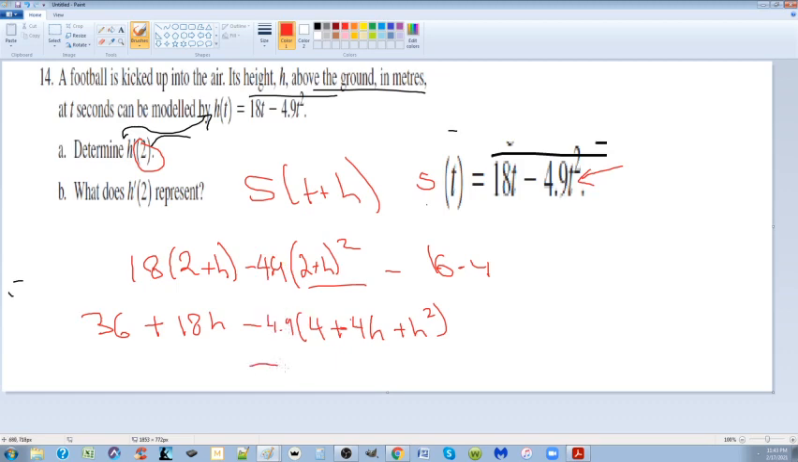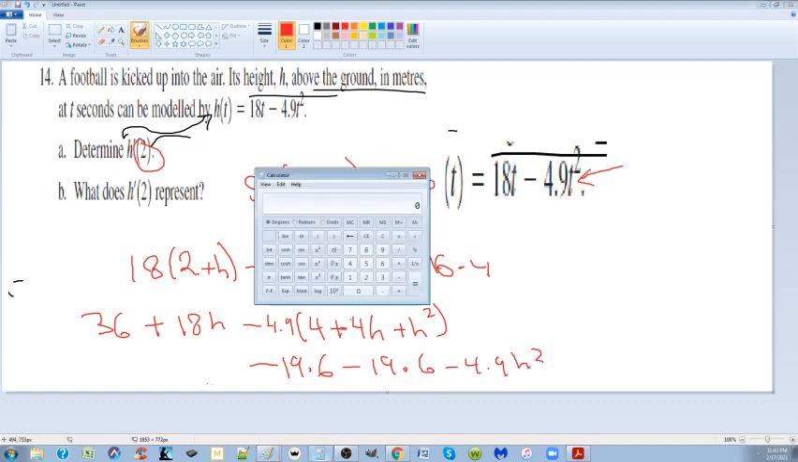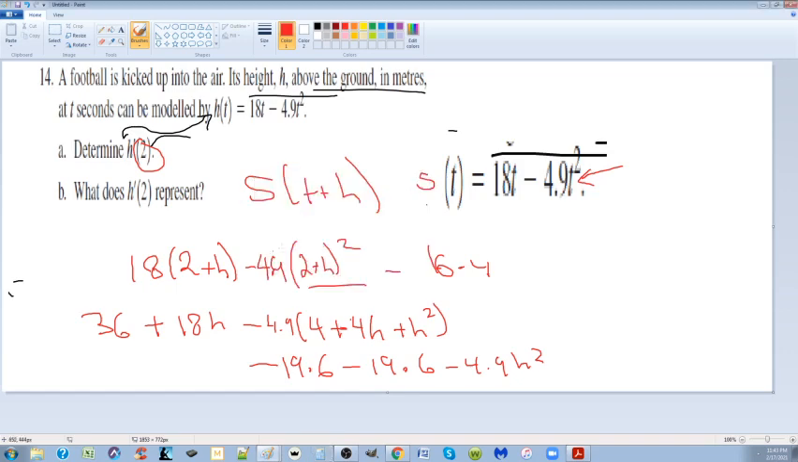So you're going to get, oh geez, 16, and what's 4 times 4.9? I think it's 19.6. I'm just going to go with that. Minus 19.6. Minus 4.9h squared. So just to make sure, because I hate going back and forth on these, 4 times 4.9 is 19.6. Good. So you're going to get 36, and that's an h here, minus 18h, minus 19.6, minus 19.6, minus this.